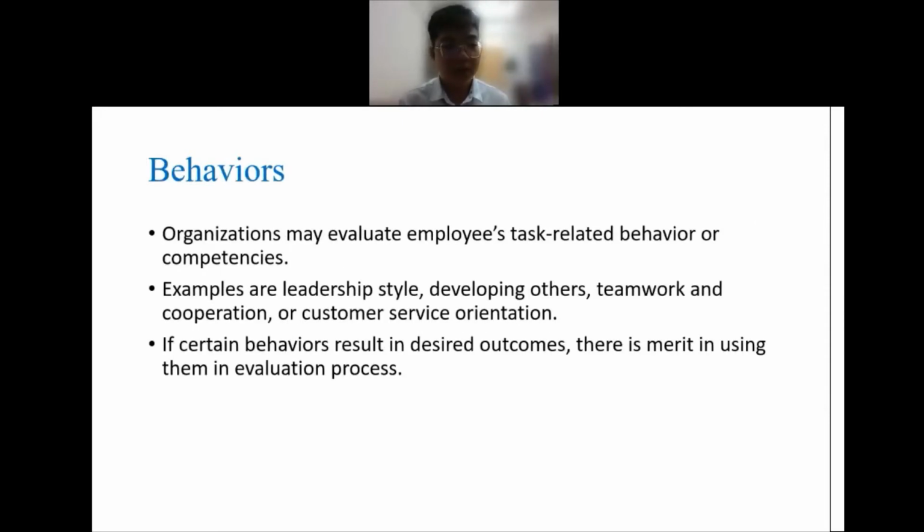Behaviors. An organization may evaluate employees' task-related behaviors or competency. Examples are relationship style, developing others, teamwork and cooperation, or customer service orientation. If certain behaviors result in a desired outcome, there is merit in using them in the evaluation process.